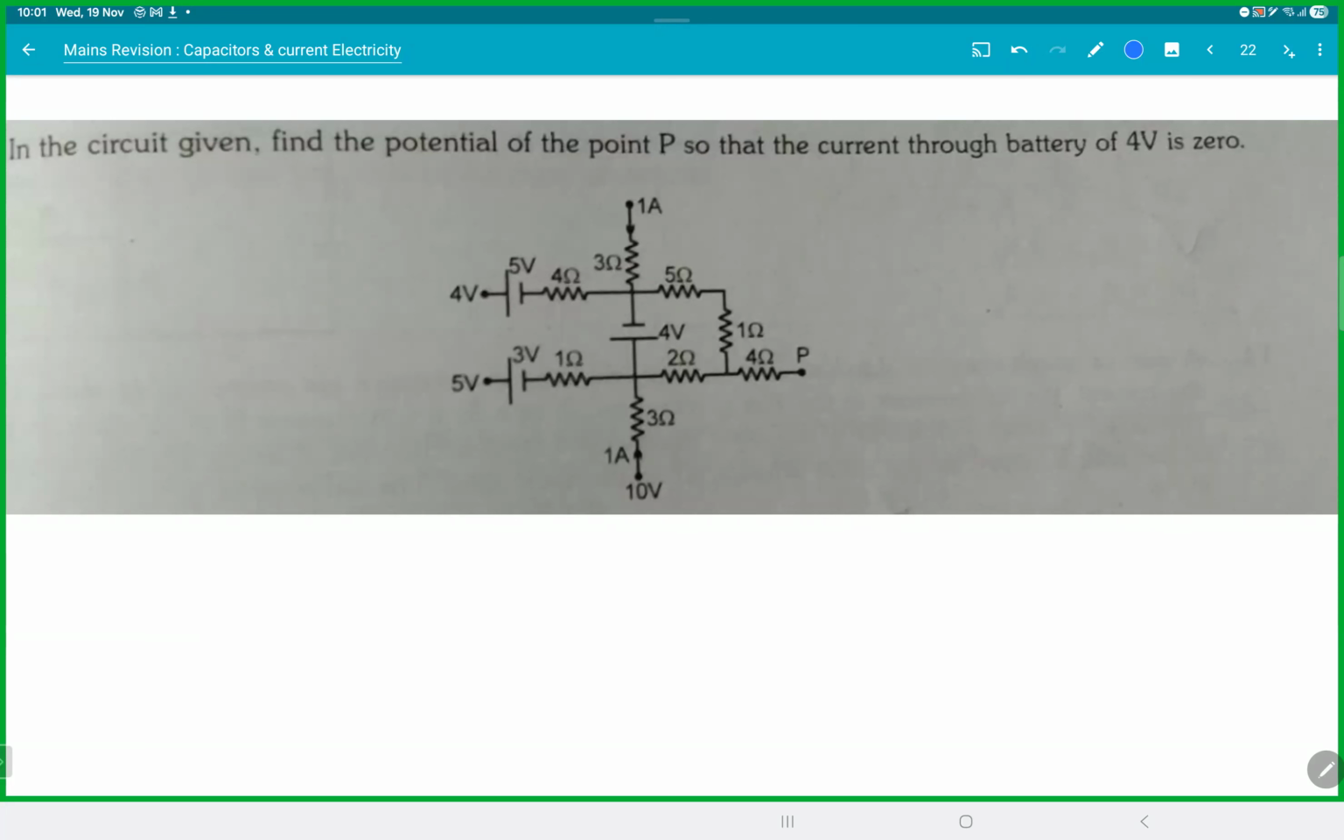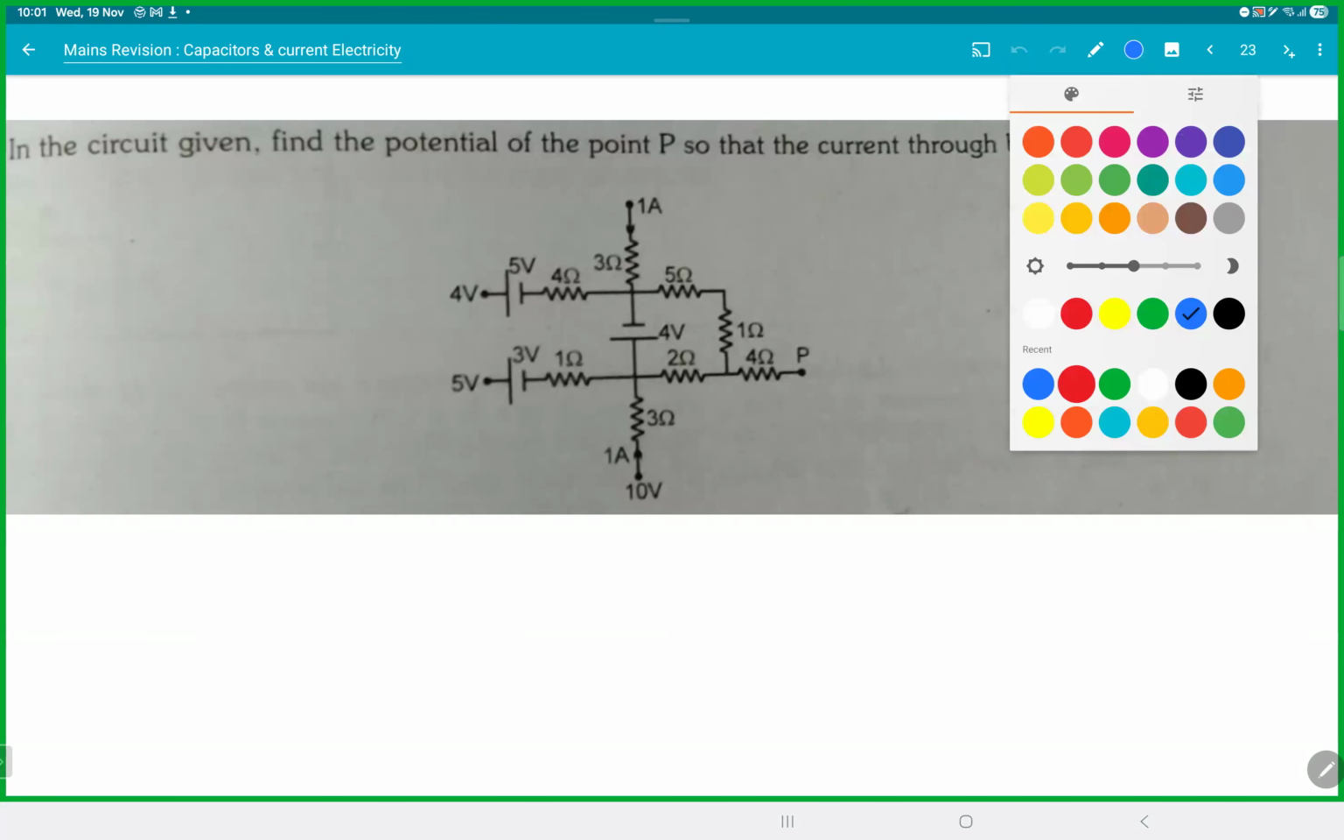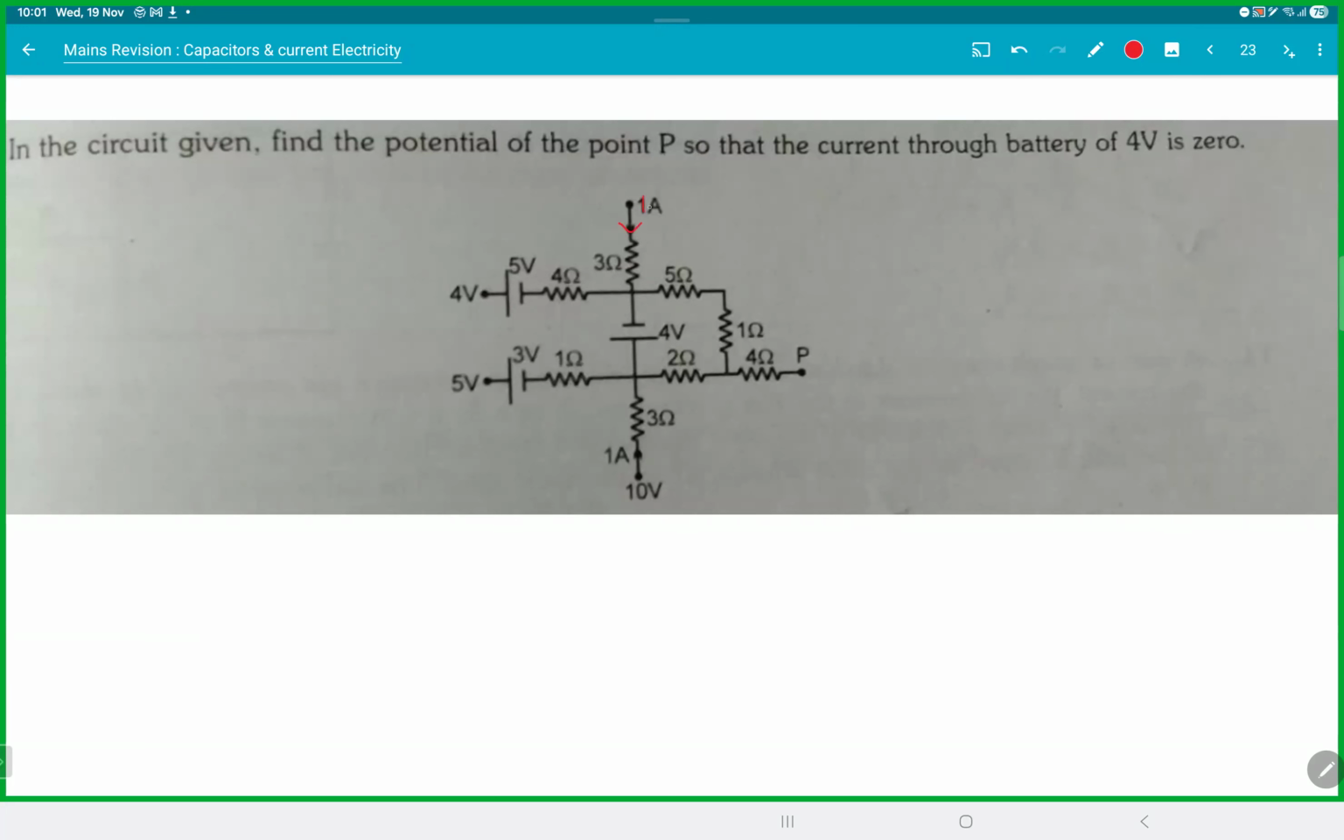Answer for this. Find the potential at P so that the current through the 4 volt is 0. You need to draw something here. Remember, this is 1 ampere. This is also 1 ampere.